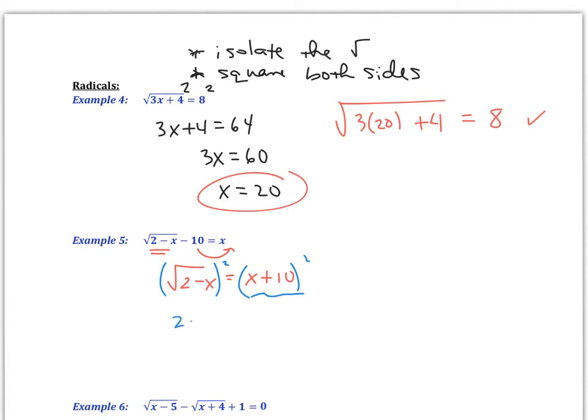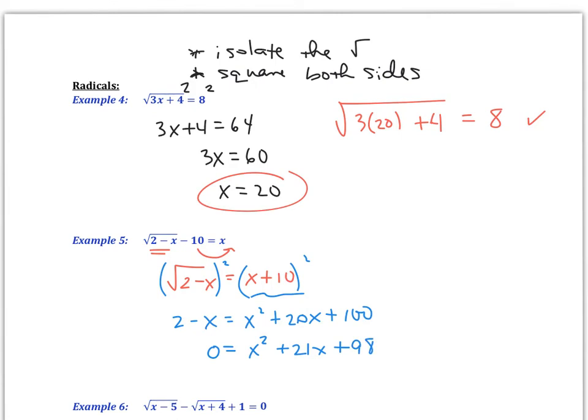All right, so I've got 2 minus x equal to x squared plus 20x plus 100 after foiling. Since I have an x squared, I want to make sure that I set equal to 0. So 0 is equal to x squared. Add the x over and I get 21x. And subtract the 2 over and I get 98.